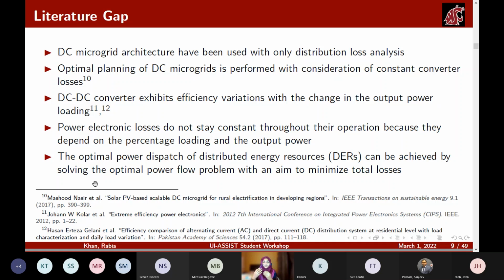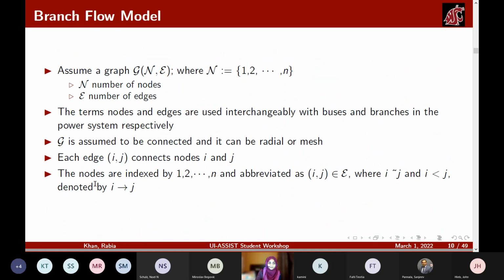But if we see the operational behavior of a DC to DC converter, the operation is not a linear curve. The efficiency and losses depend on the loading of the converter, that is, how much load the converter operates at, or at which point of the curve the converter operates. So the power electronic losses do not stay constant, they depend on the loading. So we will be including both distribution losses and converter losses and trying to optimally dispatch power at different resources.